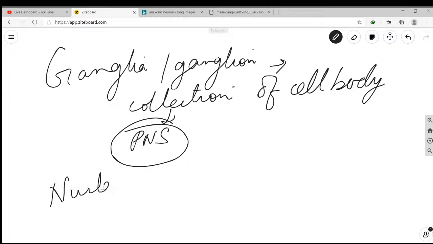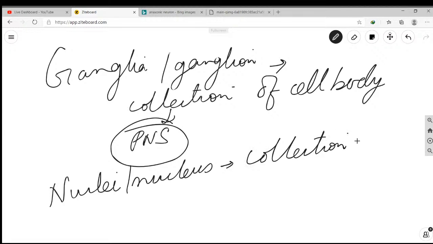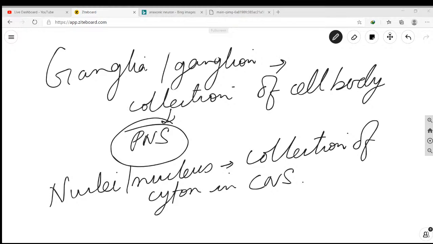In the same way, nuclei or nucleus is the collection of cell bodies of a neuron, or cyton I should say, in the brain, CNS, right? So this is the term that you must be aware of. Now, sensory neurons are mostly unipolar neurons whose processes are known as afferent fibers. Fiber means axon, okay? They extend between the sensory receptor and the CNS. The human body has almost 10 million sensory neurons which collect information from the external and internal environment.